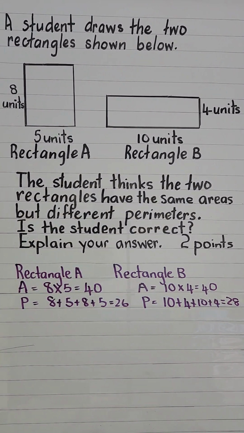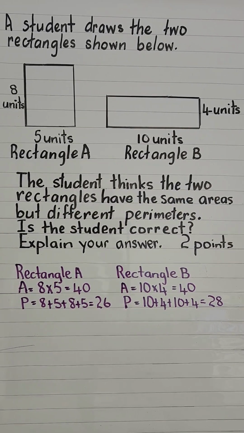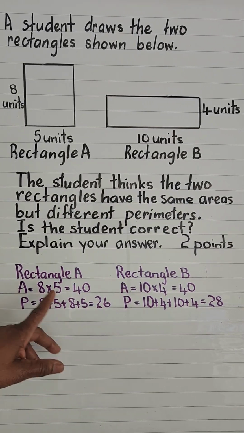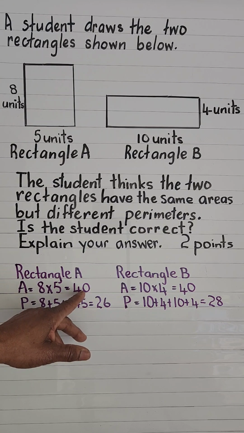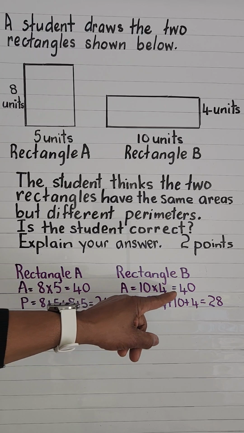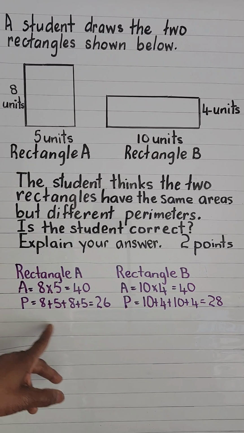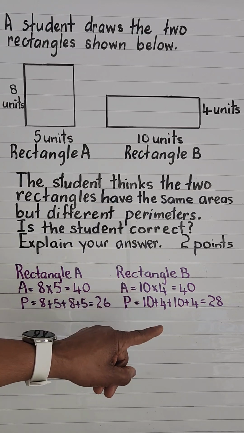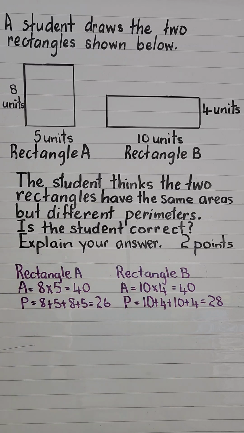So we have found the areas and the perimeters. So the area of rectangle A is 40 and the area of rectangle B is also 40. The perimeter of rectangle A is 26 and the perimeter of rectangle B is 28.